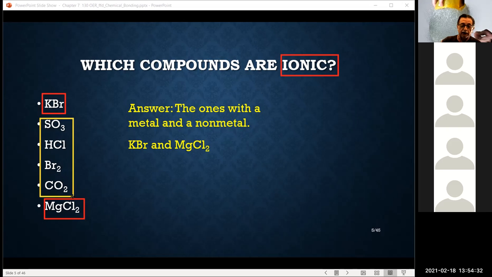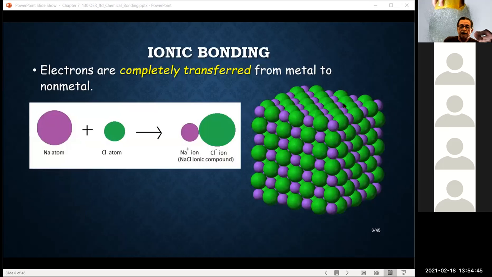The ones I've highlighted in yellow are covalent, the others are ionic. All right, so now with respect to ionic compounds and ionic bonding, electrons are totally transferred from one element to the other. In this scenario, you have a chlorine atom and a sodium atom combining together to form what we put on our French fries, sodium chloride.